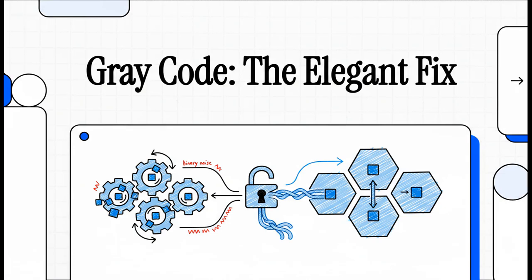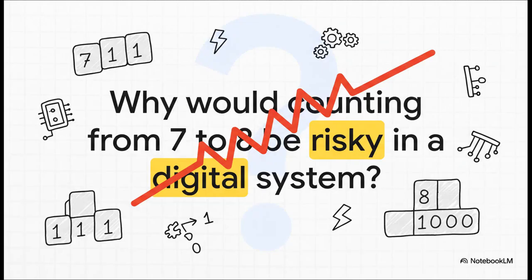Today we're going to unravel a really fascinating puzzle that's hidden deep inside our digital world. It all comes down to a special way of counting called gray code. Okay, let's dive right in with a question that might sound a little strange. Why on earth would counting from 7 to 8 be risky in a digital system? I know it sounds weird, but trust me, by the end of this, you'll see why it's not nearly as simple as it looks.